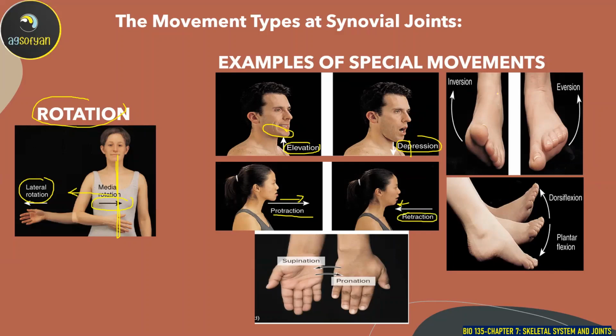Okay, now on the foot, on our ankle, if we move it inside, it's called the inversion. If we move it outside, it's called the eversion. If we flex up, it's called the dorsiflexion. If we flex down, then it is plantar flexion. This is pronation and supination.